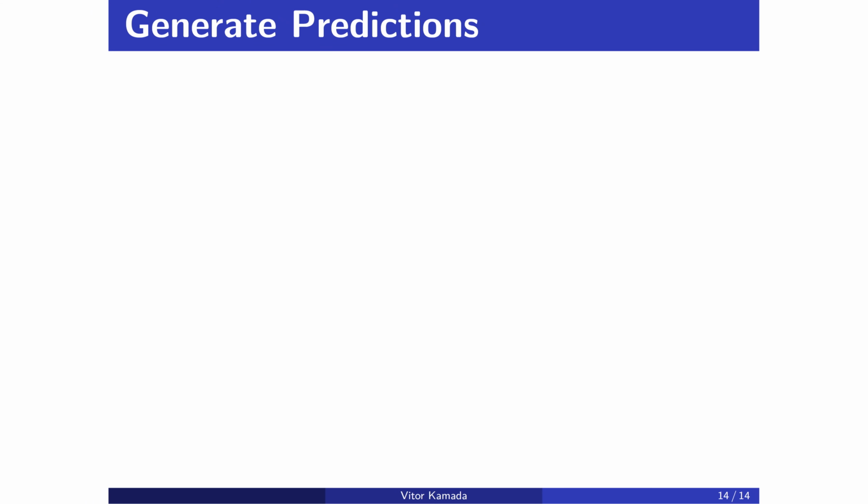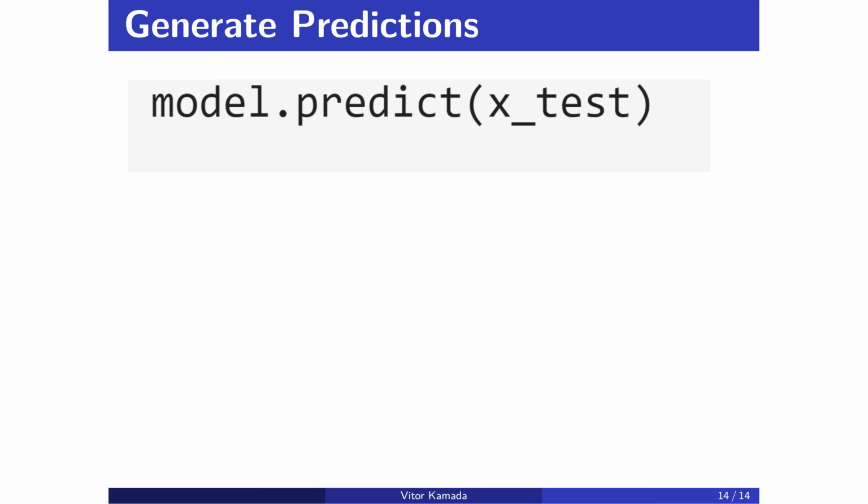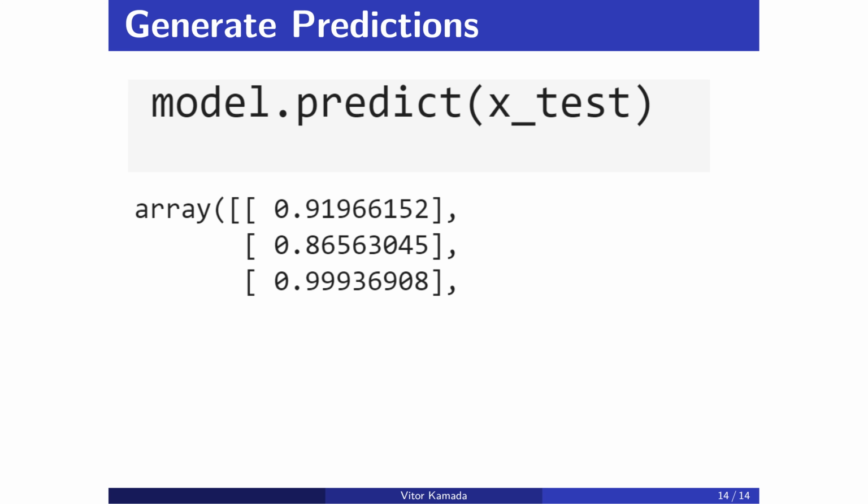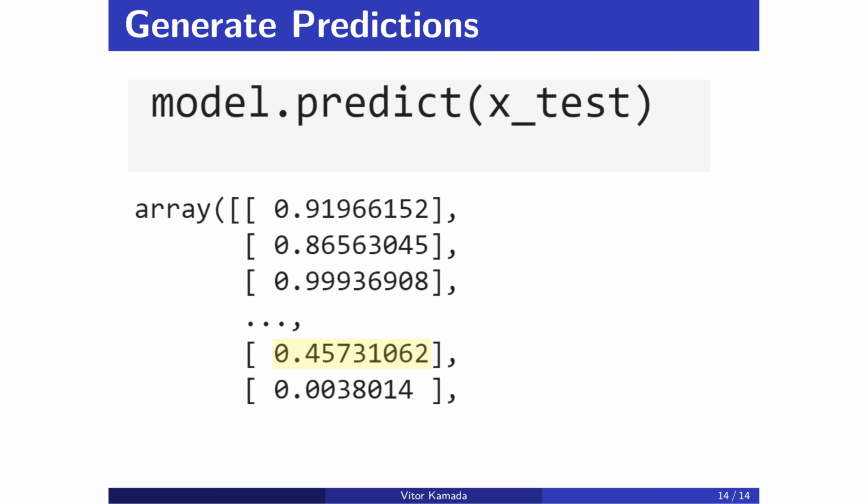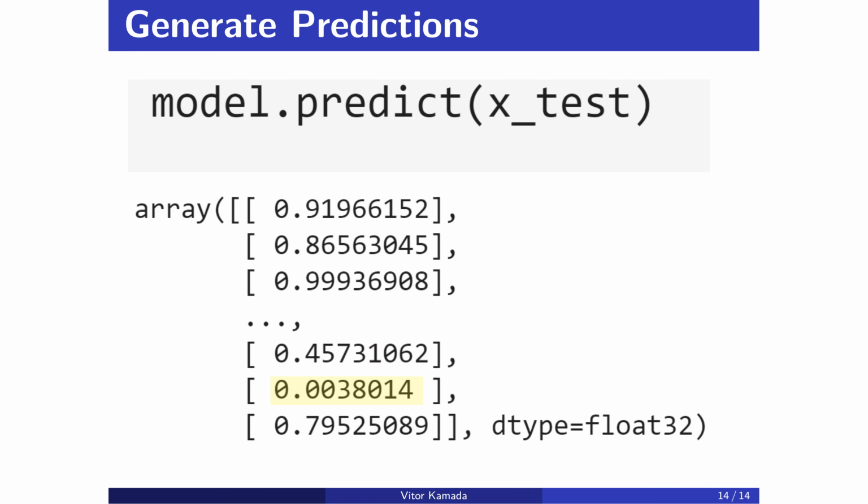Now let's generate the predictions. We just call the function predict and pass the 10,000 explanatory variables that you created. For each observation or comment, the model generates a specific probability. For example, 91% should be a positive review, 86% should be a positive review, but this 45 and this 0% is likely to be a negative review. Basically, the model can be deployed to predict if the future reviews will be positive or negative.